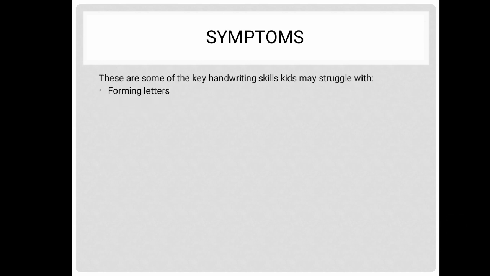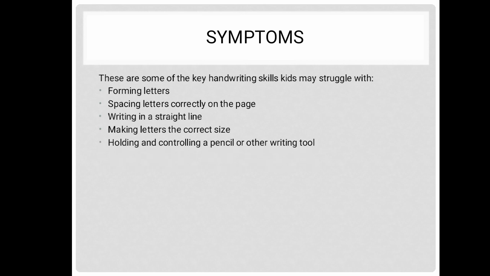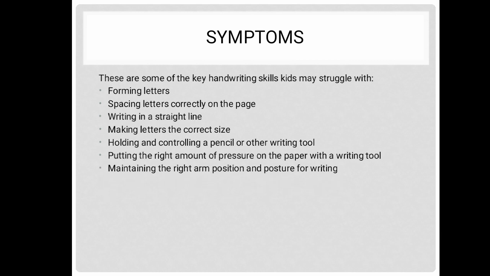These are some of the key handwriting skills kids with dysgraphia may struggle with: forming letters, spacing letters correctly on the page, writing in a straight line, making letters the correct size, holding and controlling a pencil or other writing tool, putting the right amount of pressure on the paper with the writing tool, and maintaining the right arm position and posture for writing.